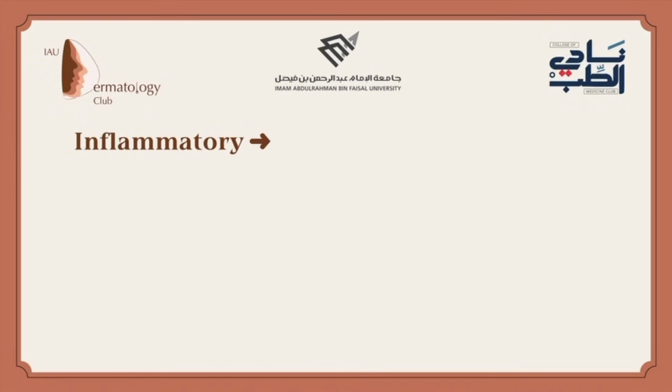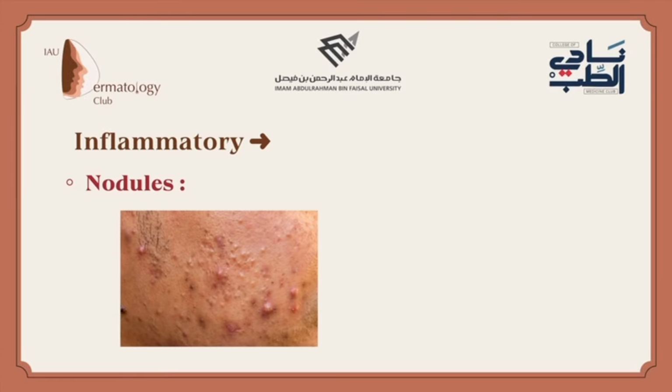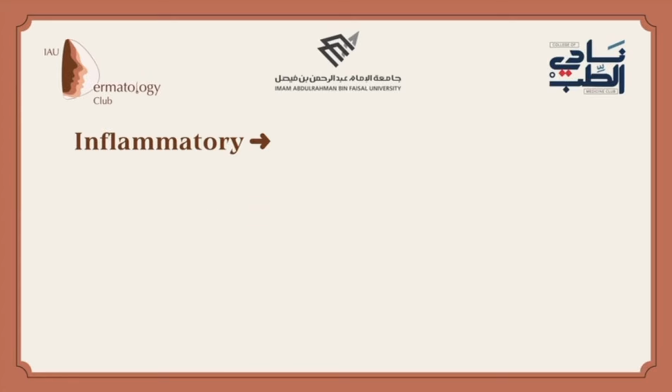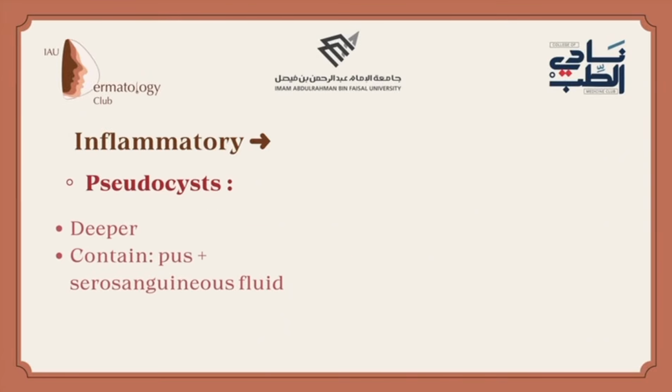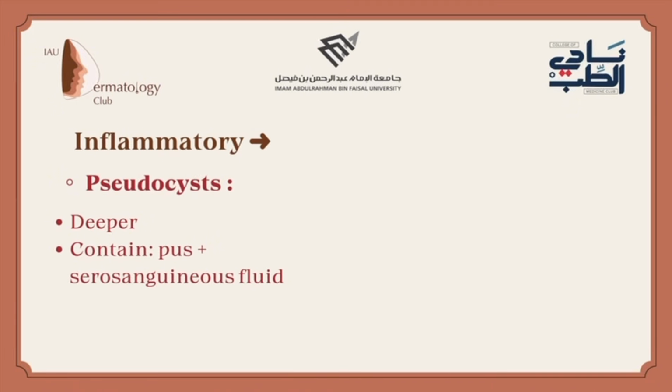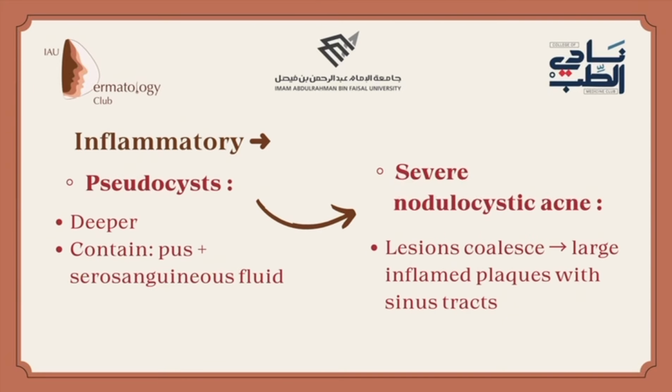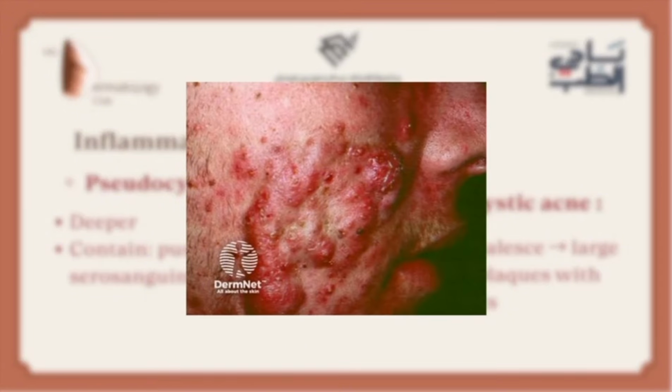Now, as severity progresses, nodules can form. Nodules are even larger, more tender, and indurated. Then deeper lesions called pseudocysts may develop. These pseudocyst lesions contain pus and serosanguinous fluid. When these pseudocyst lesions coalesce, they form large inflamed plaques, and that is when we call it severe nodulocystic acne. These large inflamed plaques can even have sinus tracts, and here is an example of how it can look.